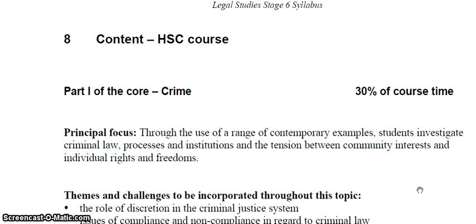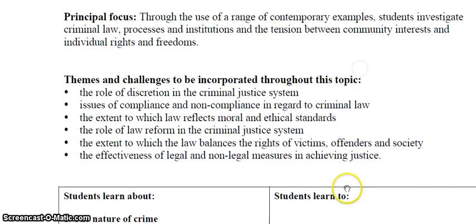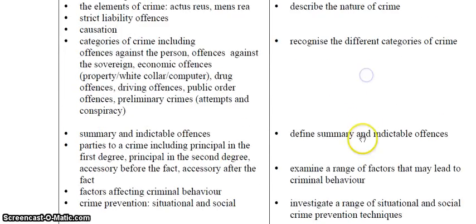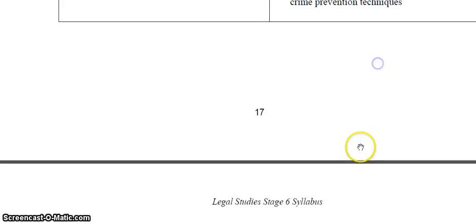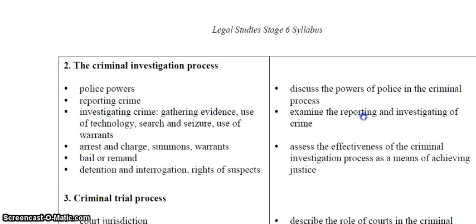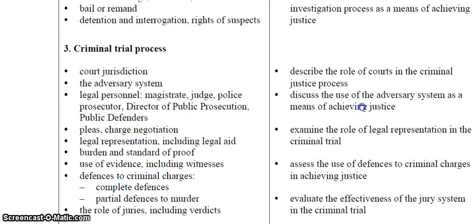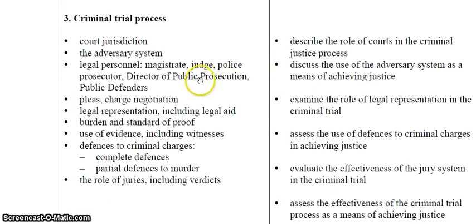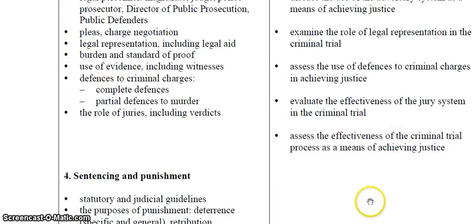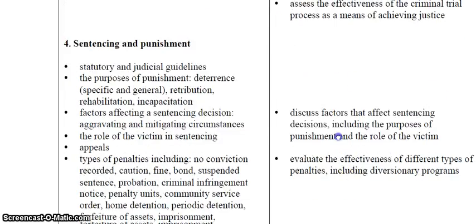So if we start by having a look here at the crime part of the HSC course, it's obvious just by having a really simple look, not in the beginning because that's all introductory sort of things, but very soon, here we are in the second section, the criminal investigation process. You're asked to assess the effectiveness of something. Let's move down a little bit further. Again, in the third one, the criminal trial process, you're asked to assess the use of defences. You're asked to evaluate the effectiveness of juries. You're asked to assess the effectiveness of the criminal trial process, so on and so forth.